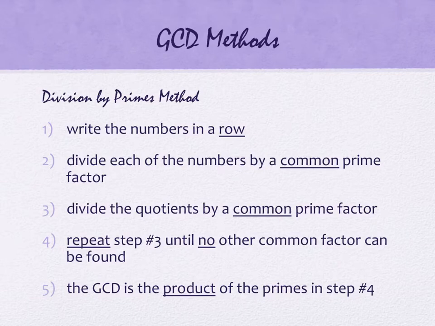So we write the numbers in a row, and then we have to divide each of the numbers by a common prime factor. So maybe they're both even, so you can divide them both by 2. That's what you're looking for. Step 3 is that we divide the quotients by another common prime factor. And we repeat, and we repeat, however long it takes, until no other common factors can be found. The greatest common divisor is then the product of the primes.